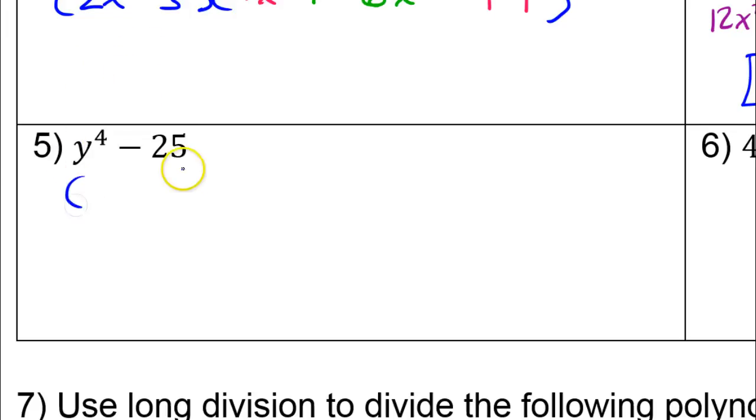So we can use the pattern that we've learned. Y to the 4th power would be like y squared times y squared. So it'll be y squared plus 5 and y squared minus 5. Now, can either of these be factored further? No. Neither one is the difference of two squares. So there's nothing else you can do here.